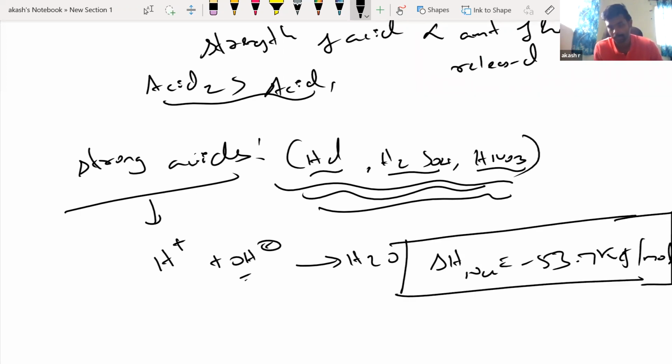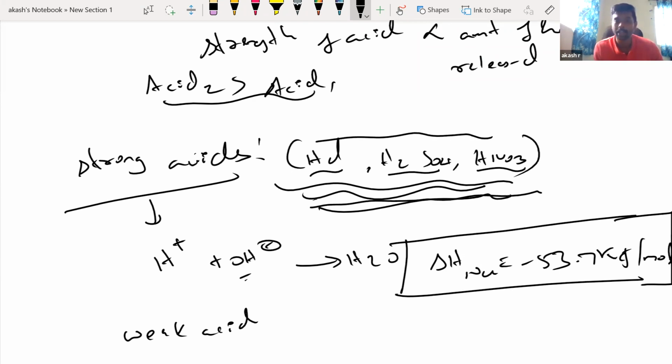90% of the time such problems will not be asked, but if it is asked, you have to remember this value. Again, I'm repeating: for all the strong acids, considering that they have similar strength, the enthalpy of neutralization value is constant, minus 53.7. Obviously, all the other acids will have a value lesser than minus 53.7, I'm talking about the magnitude. It will not be 53, it will be less than 50, let's say 47, 46, depending on the strength of the acid.